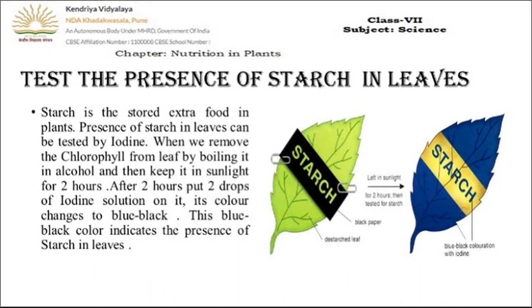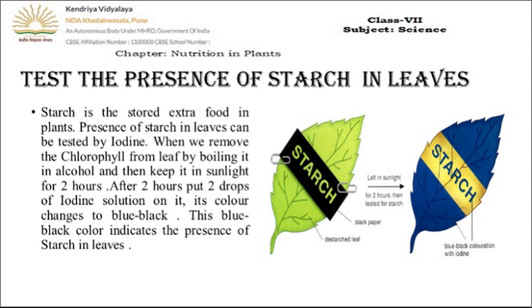They prepare glucose, but glucose is not stored. Glucose gets converted to starch, and then it is stored in the parts of the plants. Starch is also a type of carbohydrate. Now, starch is the stored extra food in the plants. Now, how to test it? There is a very beautiful test to check whether the starch is present or not.